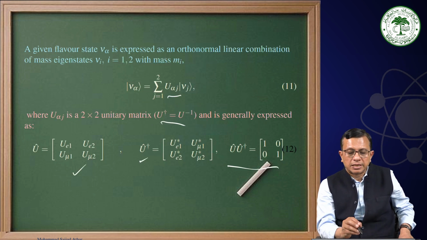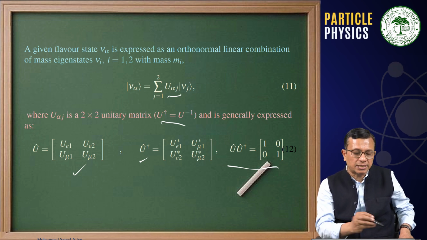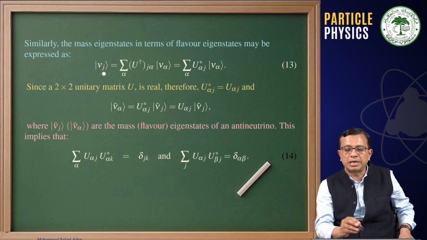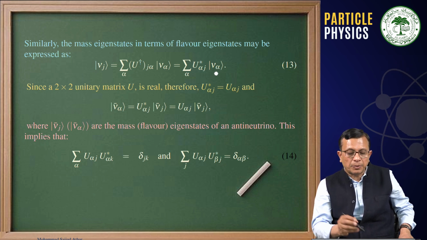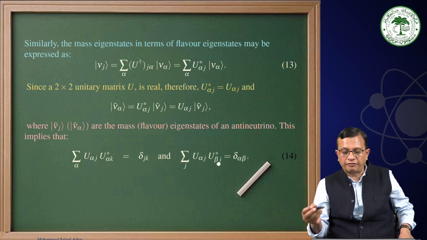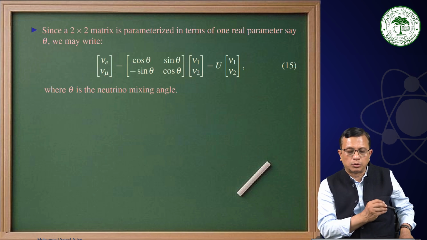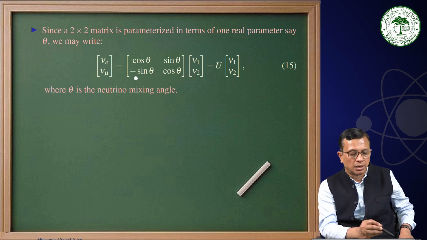Now, if you notice, this is the flavor state and this is the mass eigenstate. If I want to write the mass eigenstate in terms of the flavor state, then nu j will simply be U alpha j star nu alpha, and this will be for anti-neutrino that we have discussed. Now this implies that the sum over alpha of U alpha j star U alpha k is delta jk, or the sum over j of U alpha j U beta j star is delta alpha beta. That will be the orthonormality property. And this is what we did by simply taking the matrix to be cos theta, sin theta, and minus sin theta, cos theta.